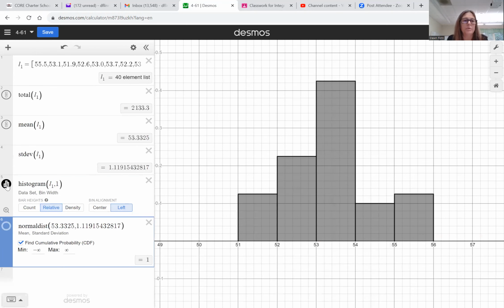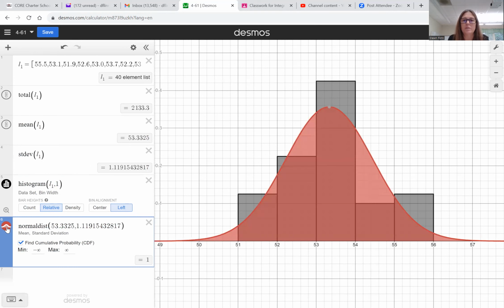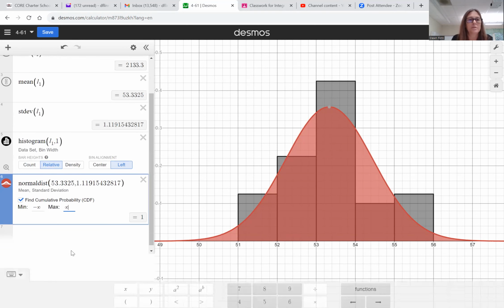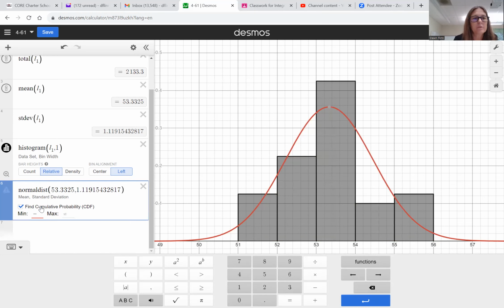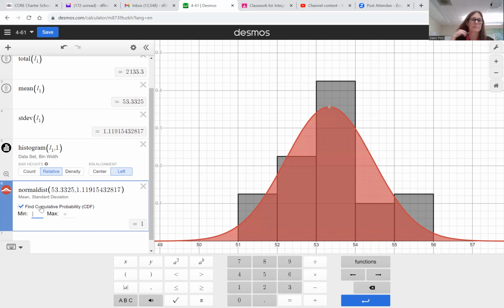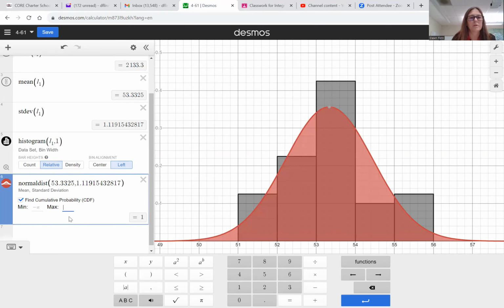Let me turn that one on for you so you can see it. There's the normal distribution. That is a model that models the histogram that we have there. It's kind of like a line of best fit. So that's what they wanted us to do for letter B.